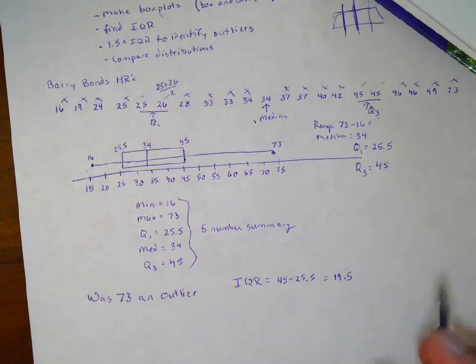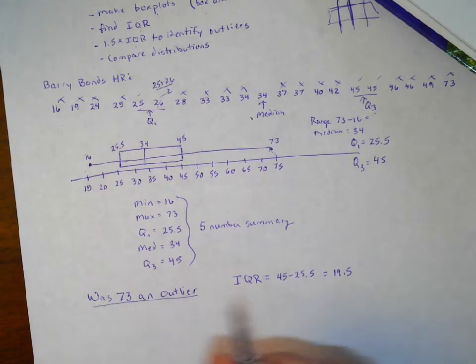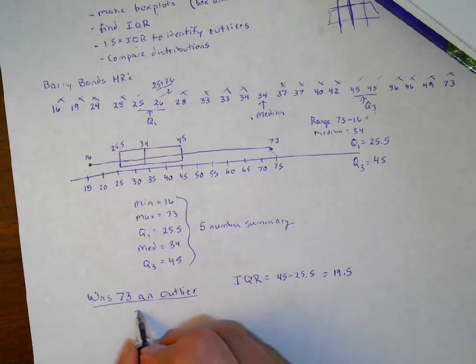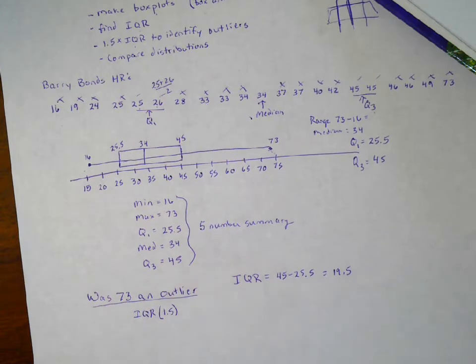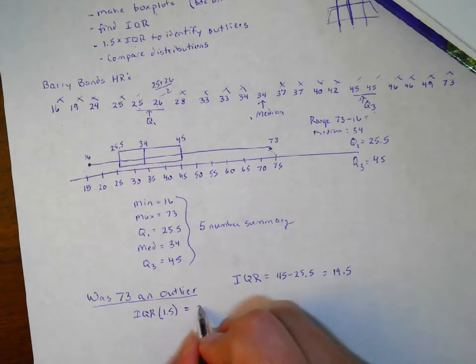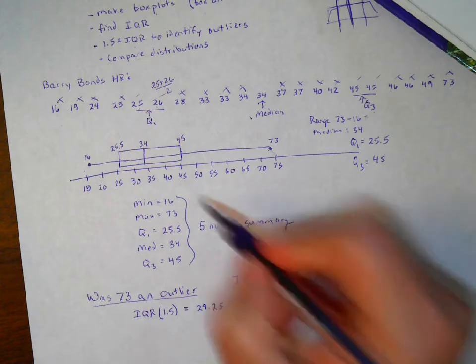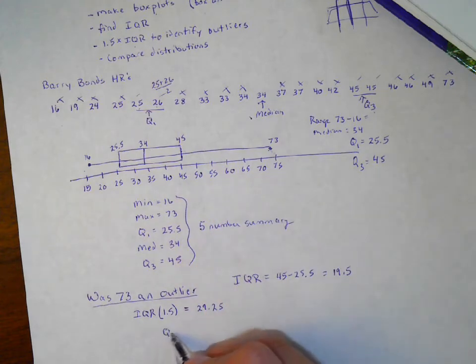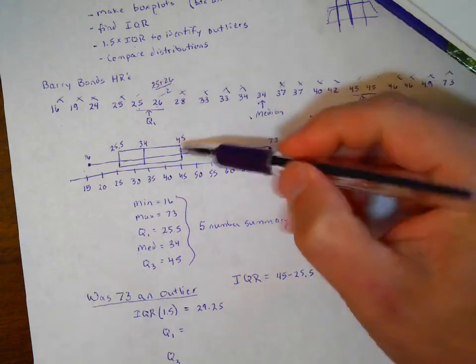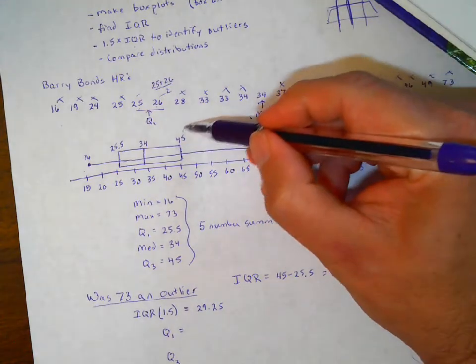Okay, now to decide if this is an outlier, we're going to take our interquartile range and multiply it by 1.5. Okay, so I'm grabbing my calculator here. Multiplying it by 1.5 gives me 29.25. So what I'm going to do is take my quartile 1 and our quartile 3.